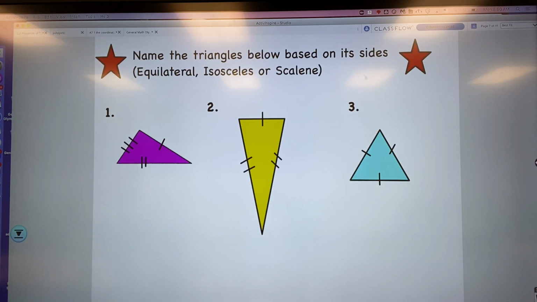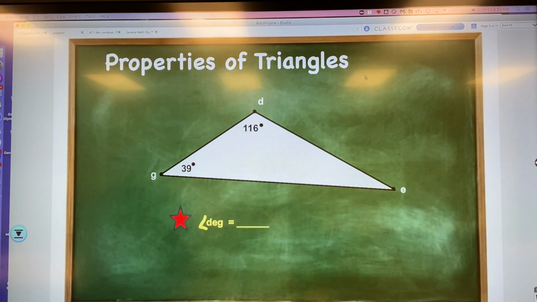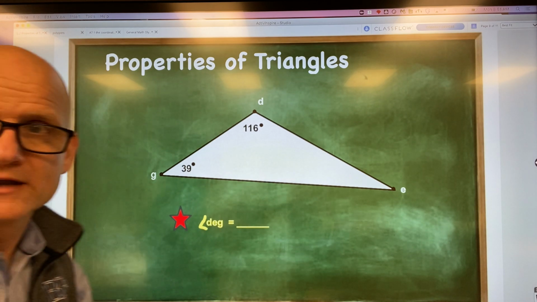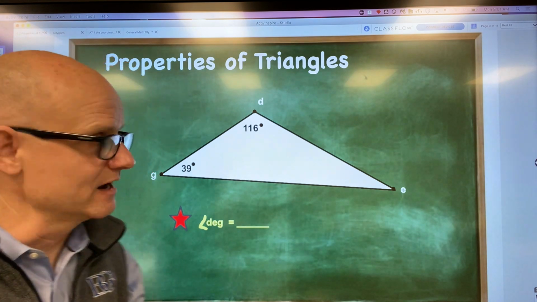So all I want you to do is press pause, and I want you to name these triangles based on its sides. Look back at your notes if you don't remember. And as well as press pause and name these triangles based on its angles, okay? And then tell me what angle DEG must equal based on our knowledge of the sum of all three angles in a triangle.